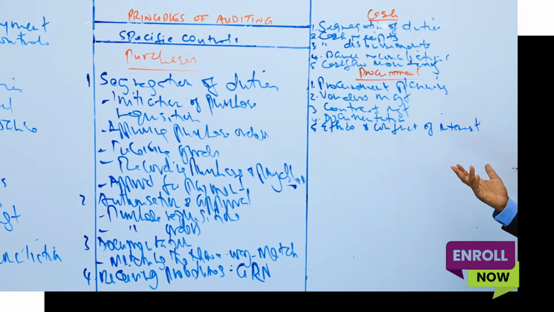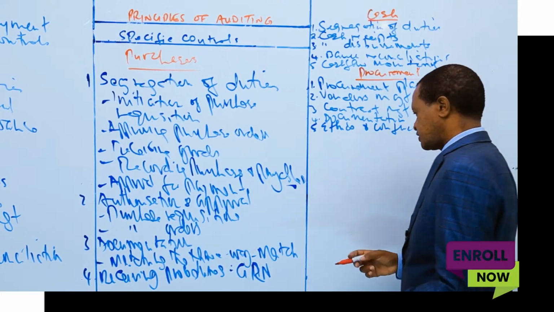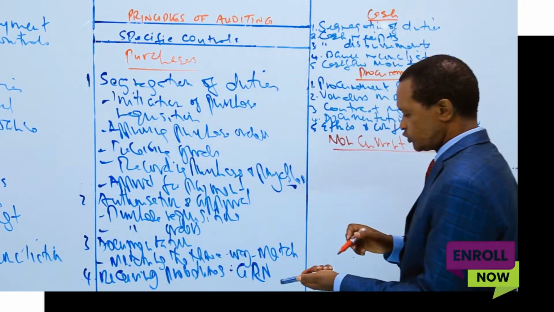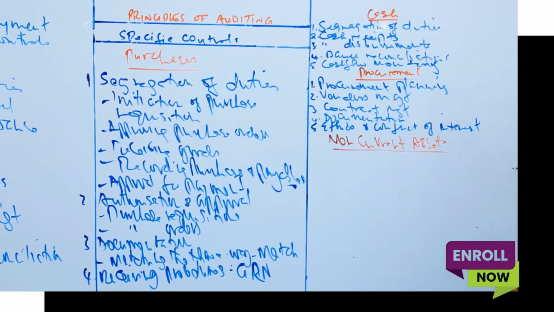So these are 5 controls over procurement. Then lastly, we can discuss controls over non-current assets. Non-current assets, these are fixed assets or property, plant, and equipment. And candidates, property, plant, and equipment, or just non-current assets, are significant investments that require robust controls to prevent theft, to prevent damage, and to ensure accurate financial reporting.